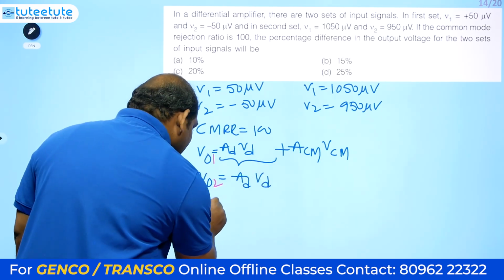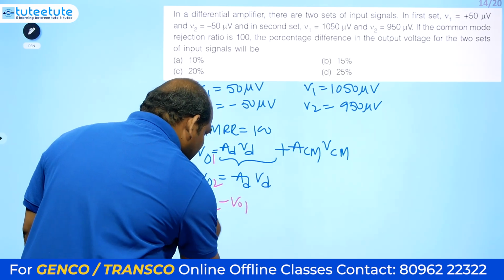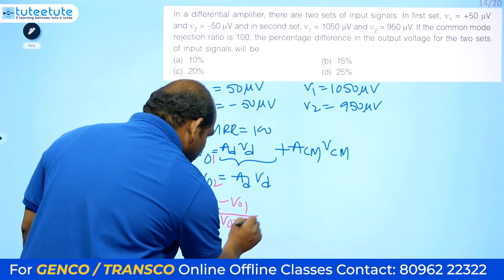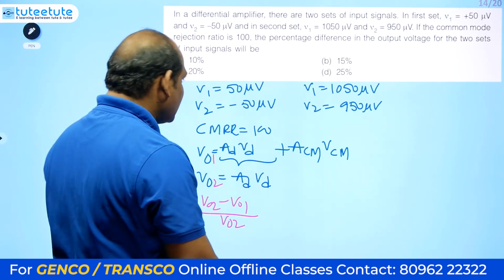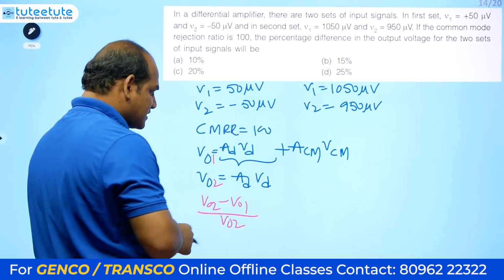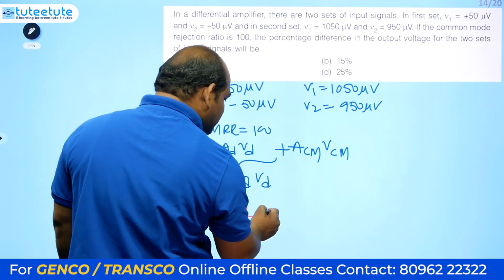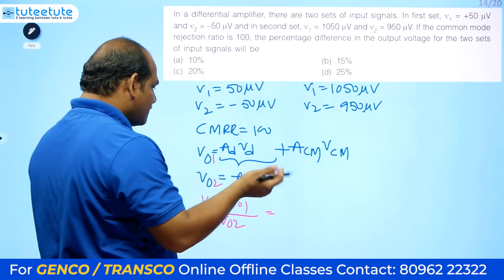What they are asking is (V02 minus V01) by V02. This is what they are asking. Okay, difference, percentage difference they are asking. So that we have to take like this and multiply it by 100 also. Okay, that one we can do later.